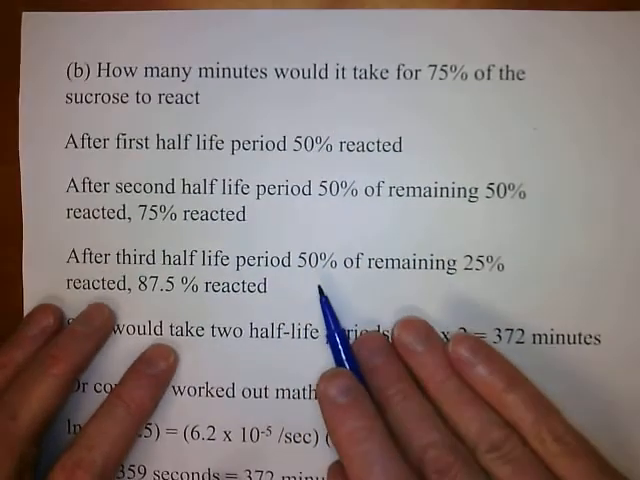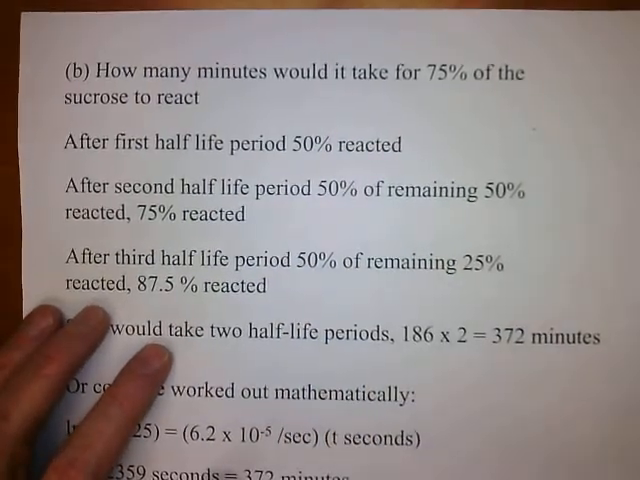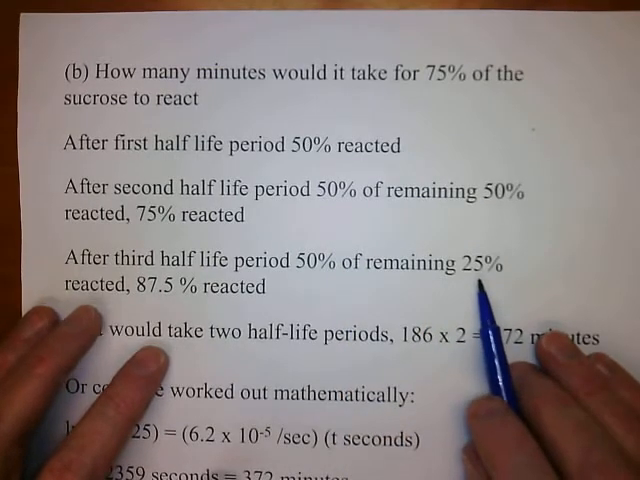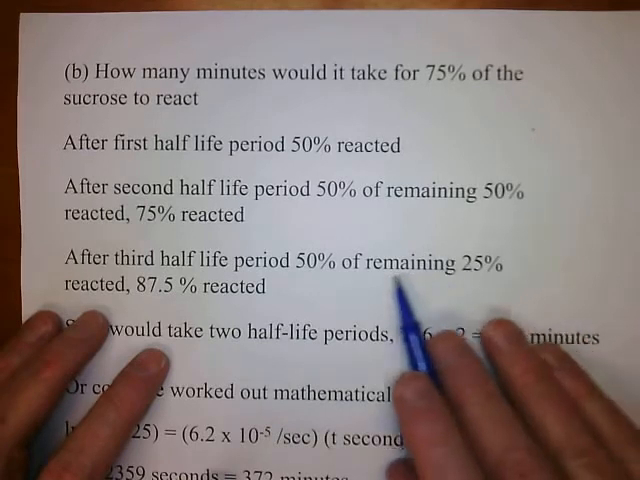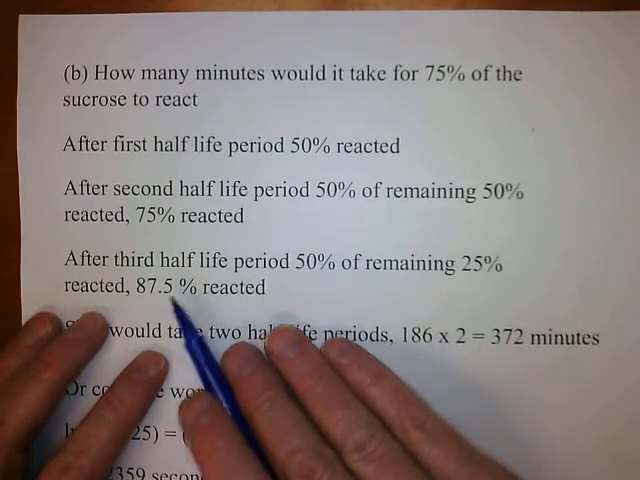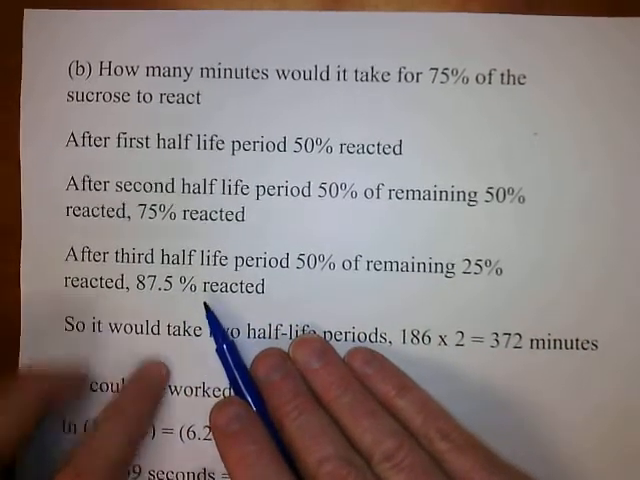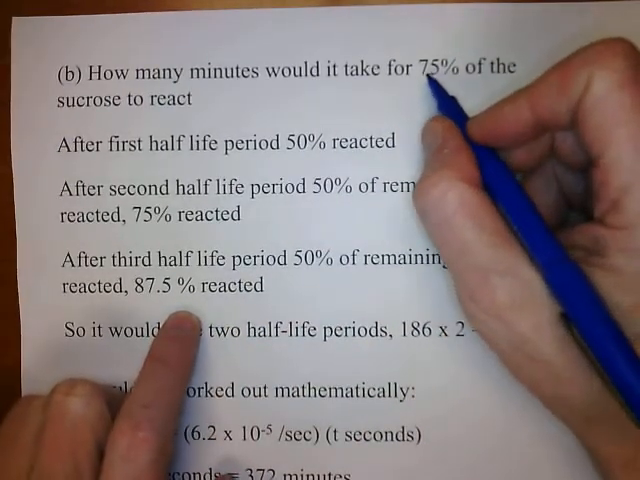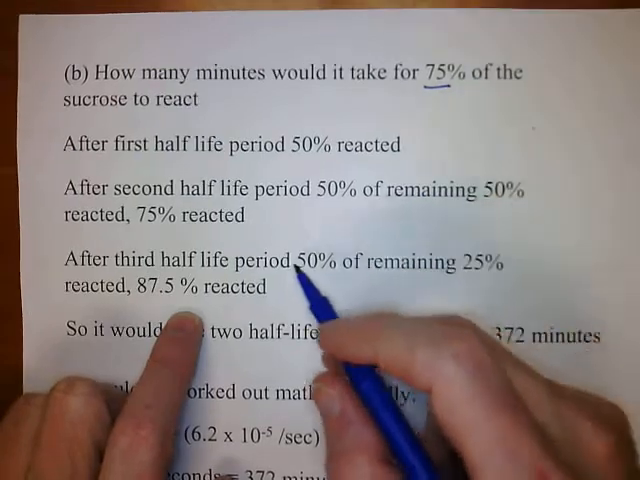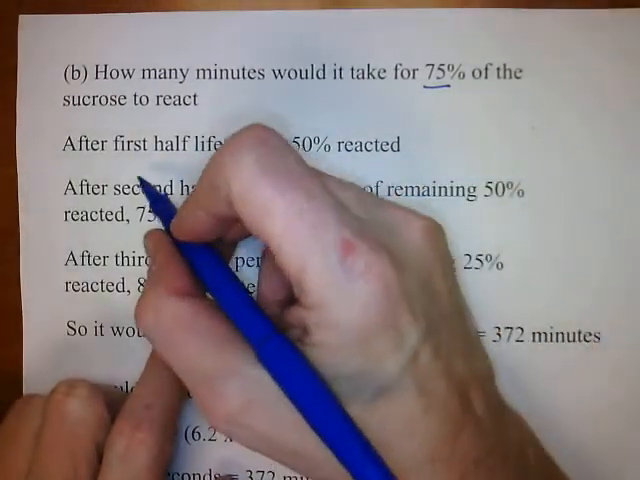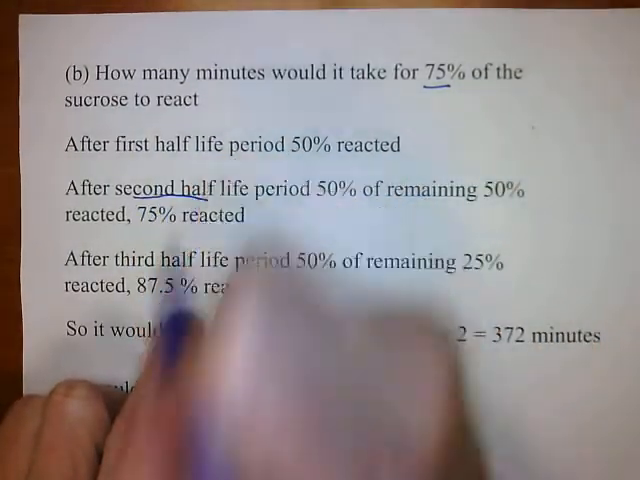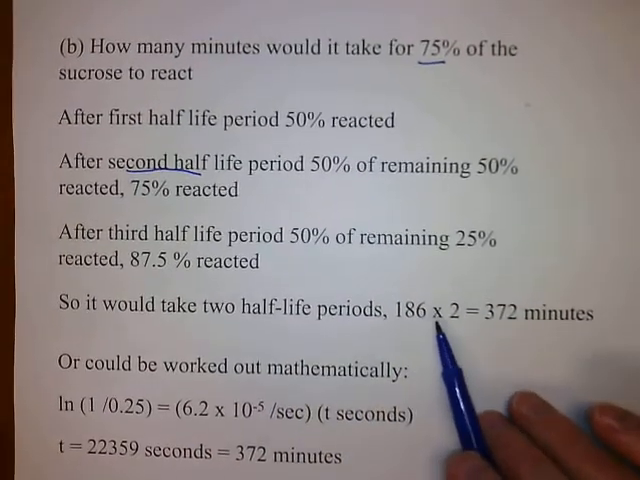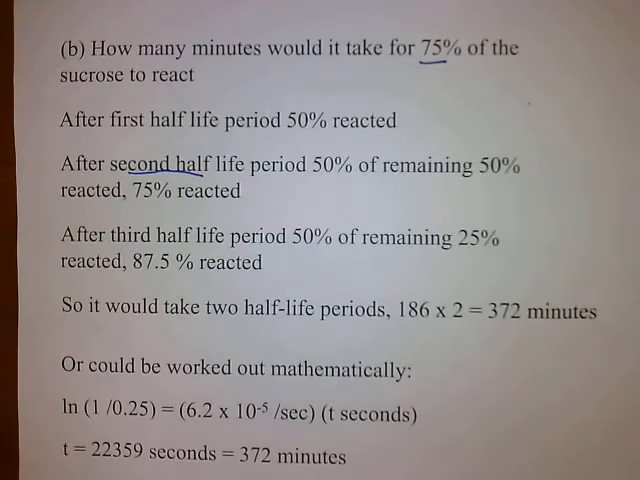So we're now 75% reacted. And after the third half-life, 50% of the remaining 25% reacts, so now we're up to 87.5% reacted. Right, so there's an easy answer to this question. To get to 75% reacted, that's 2 half-life periods. So basically 2 times 186, or 372 minutes.